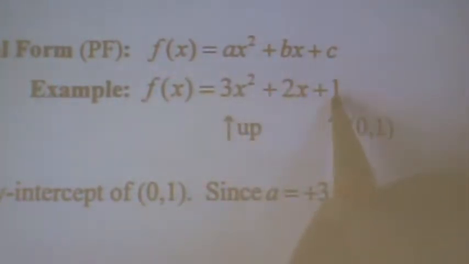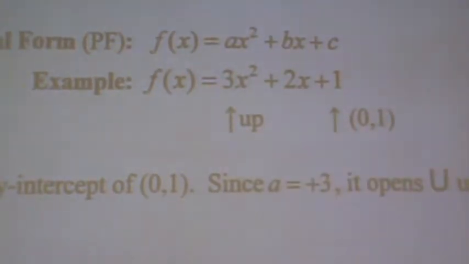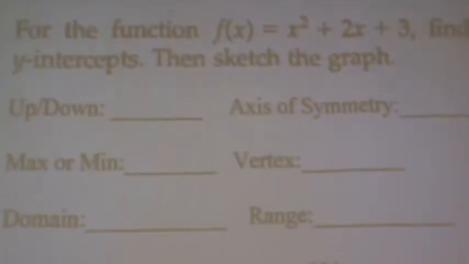And how do you get the C value? You plug 0 in for x, and whatever that is will be your y-intercept. Okay? Those are the only two nice things about this form. So let's look at an example of one.